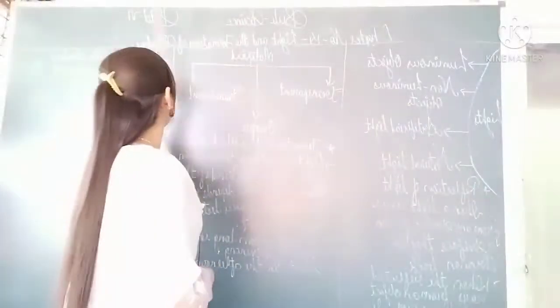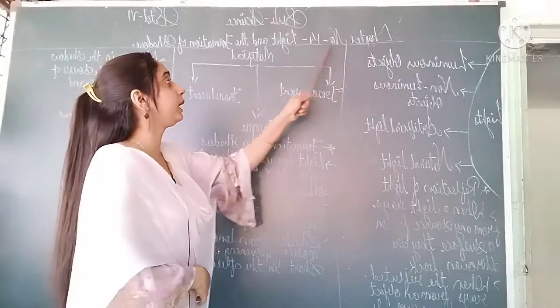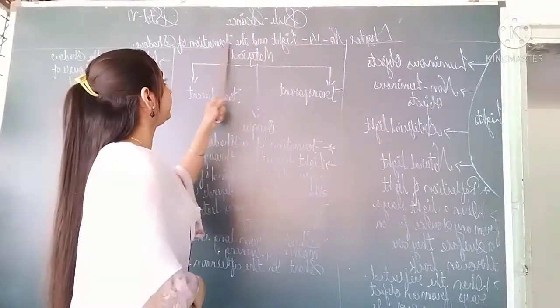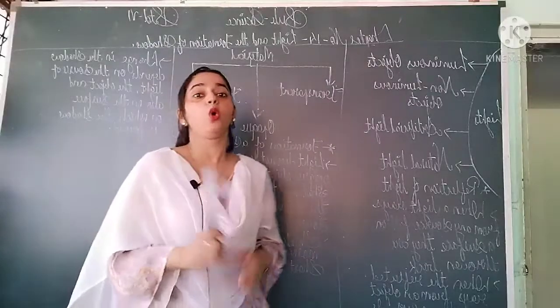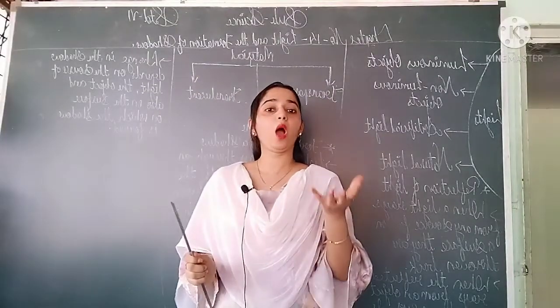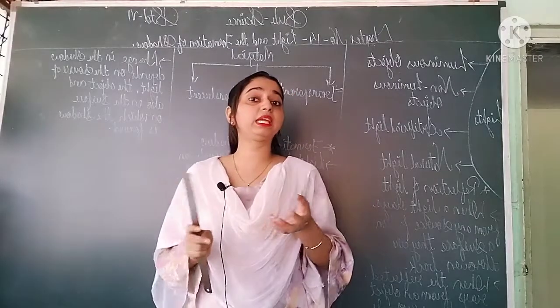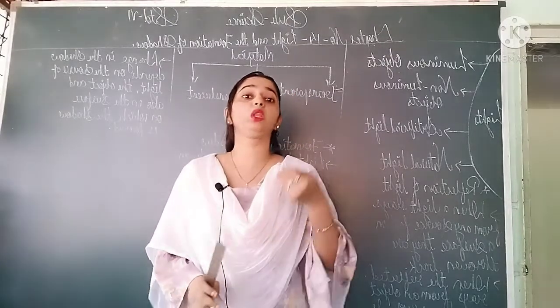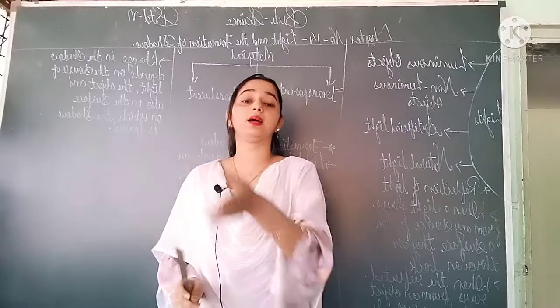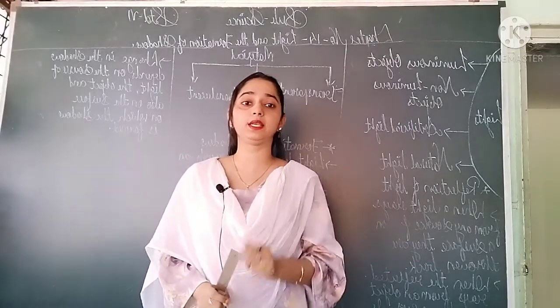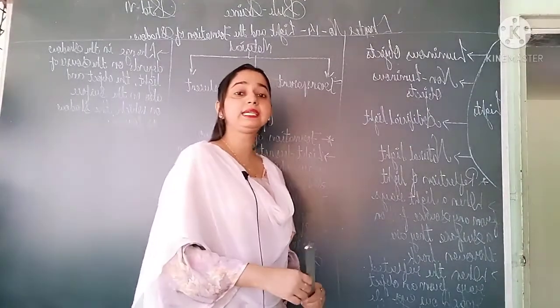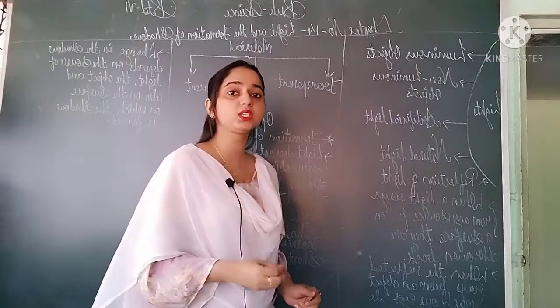Hello everyone. Today we'll do the subject science of grade 6, and our chapter number 14 is Light and the Formation of Shadow. What is light? How do we get light? What are the sources from where we get light? And how light forms a shadow, we will discuss in this chapter.